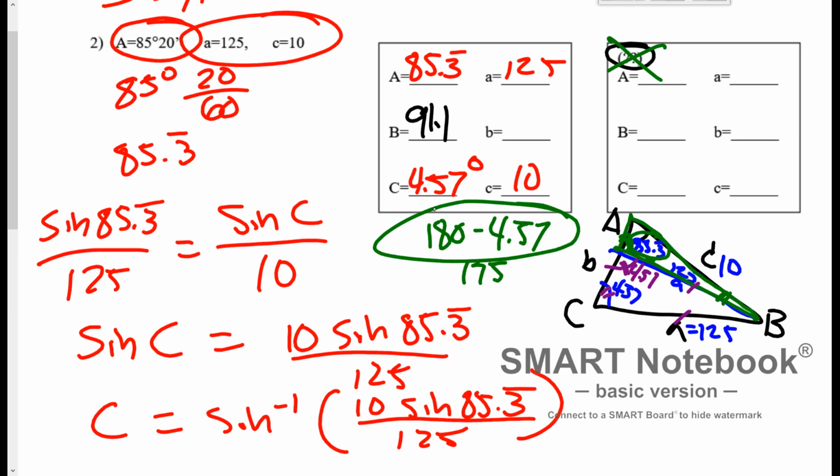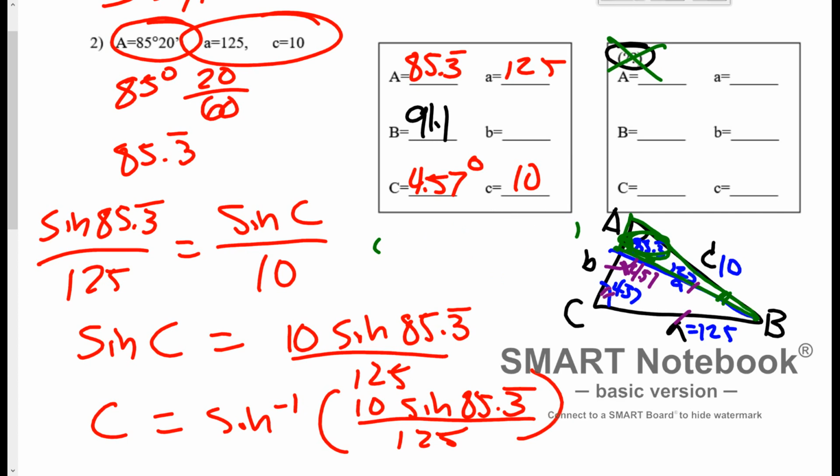So you find your first angle, then you subtract that angle from 180, and then you see if that angle combined with the angle that you're given is greater than 180. If it is, then you don't have a second triangle. And then we can keep with our first triangle and finish that out.